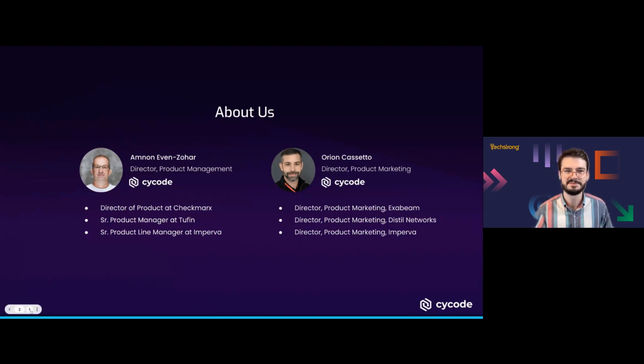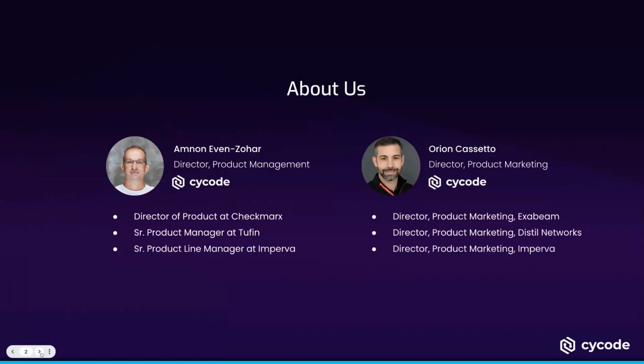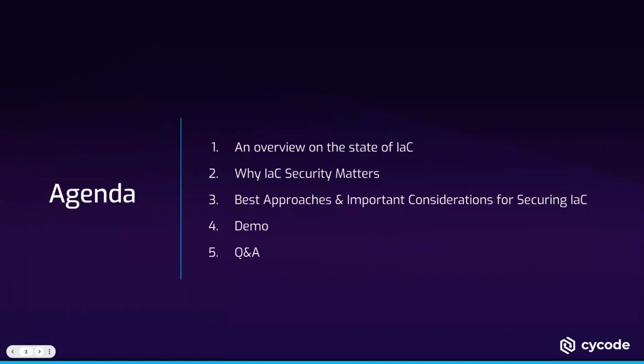Thank you so much for the introduction. So I'll go ahead and kick things off. Today, our agenda, we've got quite a lot. We'll start with an overview of the state of infrastructure as code. We'll talk a bit about why IaC, or infrastructure as code, security matters. We'll go through some best practices and important considerations when you're looking to create a program to secure your infrastructure as code. Then we'll go over a demo of the SciCode platform, and then also we'll do some Q&A.